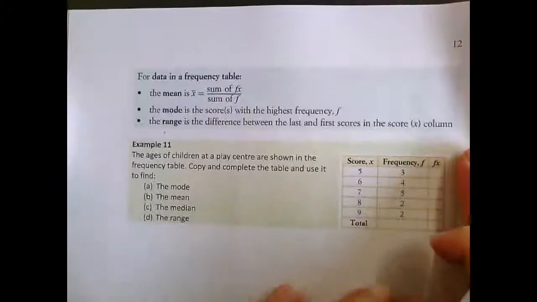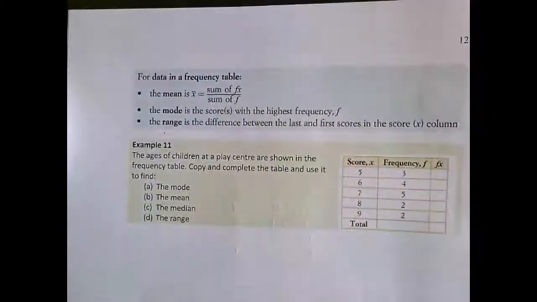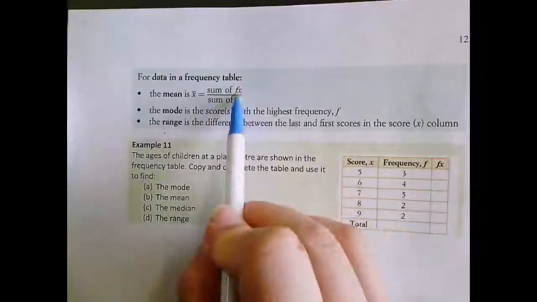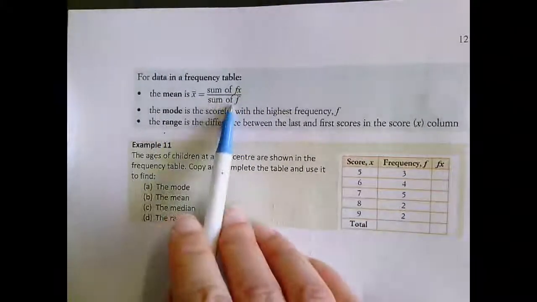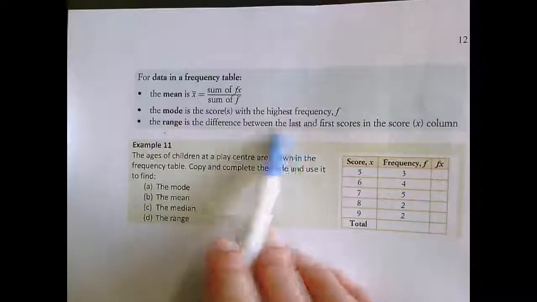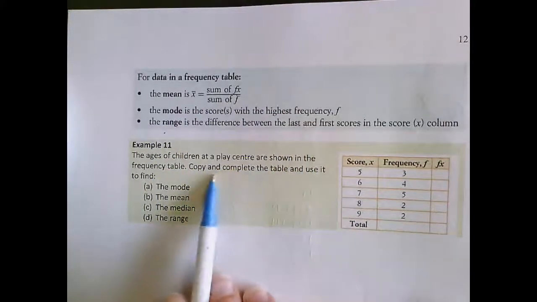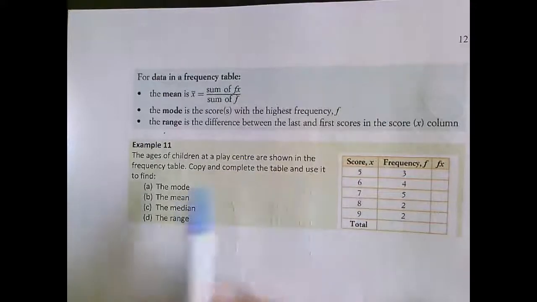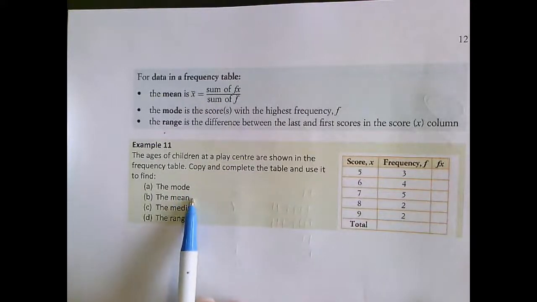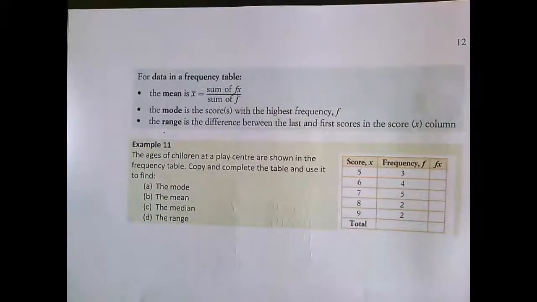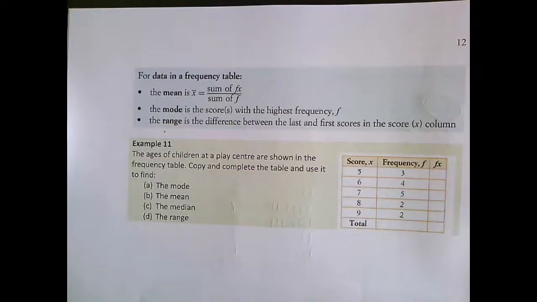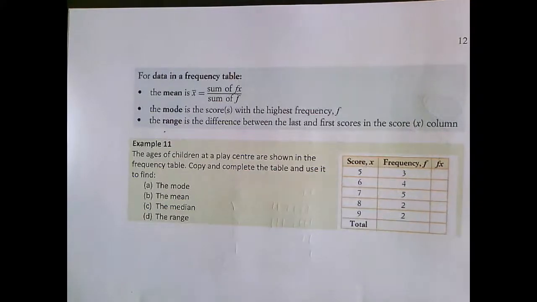Alright, so on the next page you can see this is exactly what I just said. The mean is the sum of the fx column divided by the sum of the frequencies, and so forth. The ages of children at a play centre are shown. Copy and complete the table and use it to find the mode, the mean, the median and the range. What I might do is pause this video for the moment and work it out. You pause it as well, see if you can work it out.